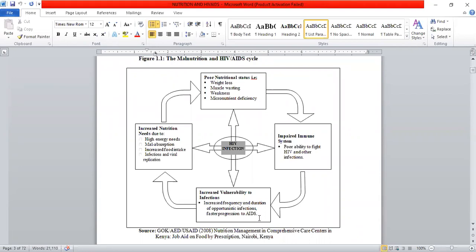Madam, yes, you have a question? What about blood pressure? Is it an opportunistic infection? No. Blood pressure is not an opportunistic infection.